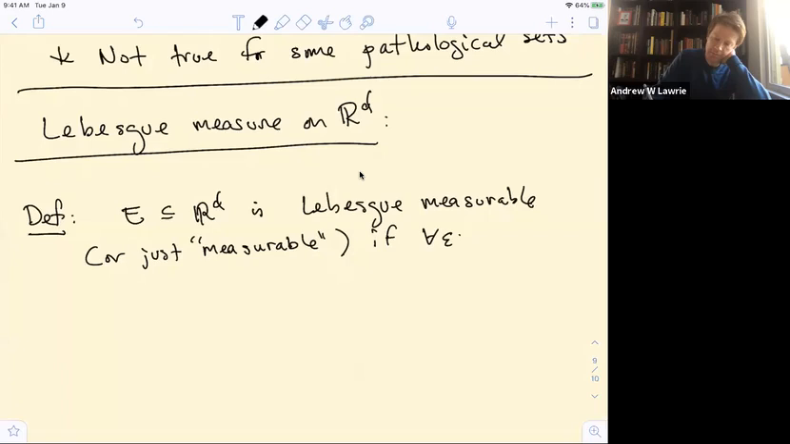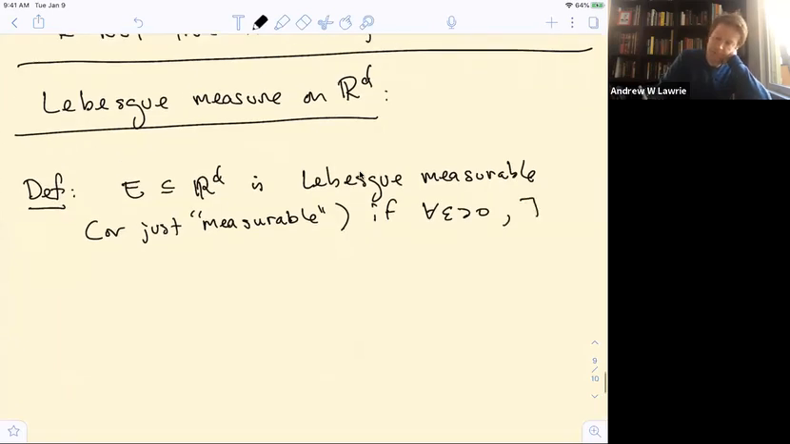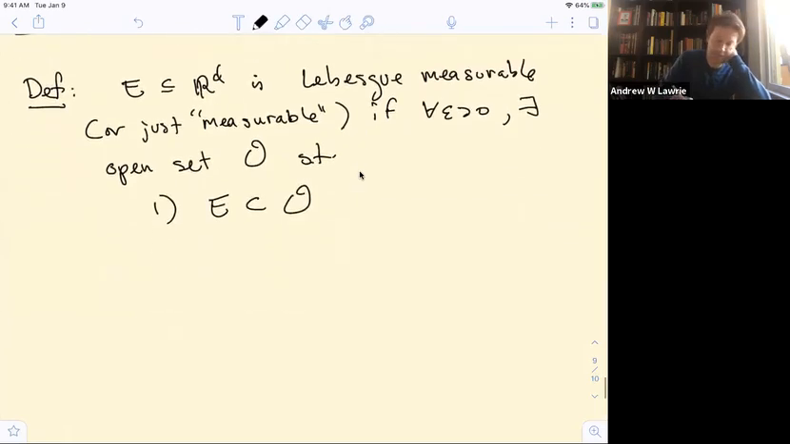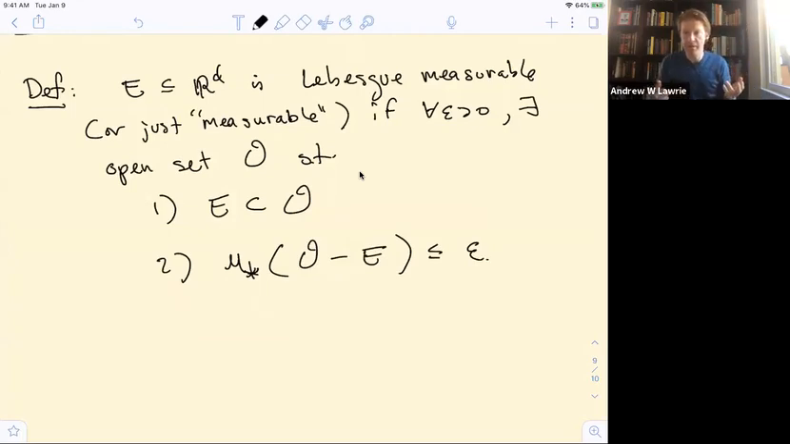If for every epsilon bigger than 0, there exists an open set O such that two properties hold. One, O contains E, and two, the exterior measure, the concept we just defined, of O take away E is less than or equal to epsilon. So for every epsilon, you need to find an open set that contains your set, and such that the exterior measure of that open set minus your set is less than or equal to epsilon. So it's kind of like thinking that this open set really captures everything in the set.